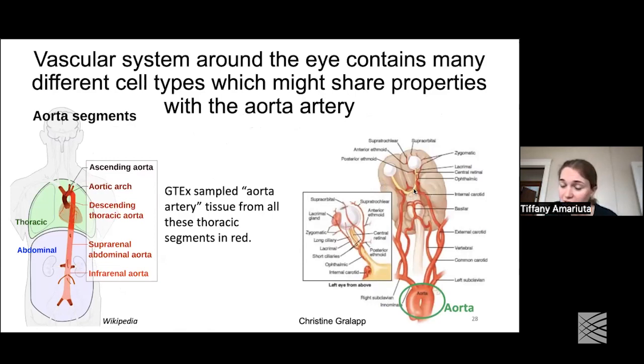But if we look at this schematic on the right, we see that there are all these blood vessels that are immediately connected to the aorta, and it's very possible that these tissues and other cell types share a lot of similar properties. And so again, because maybe the true causal tissue is missing, and this is simply the tissue that is the most similar, the most co-regulated with the true causal tissue. This is probably why TCSC was able to pinpoint this one over other artery tissues, such as coronary artery or tibial artery.